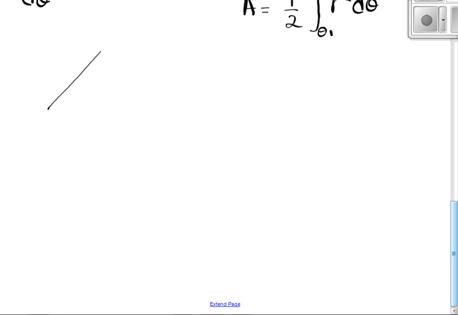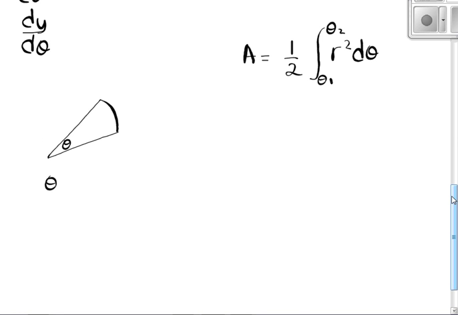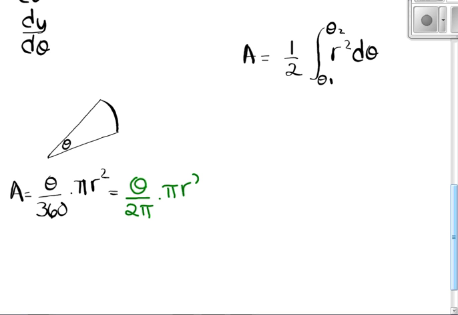This is the area of a sector. This is theta. Now, how do you know, you guys, this is nice to know in case you forget on the exam. What's the area of this sector? It's theta over 360 times pi r squared. We're always supposed to be in radians. Okay, Justin, how many radians in 360 degrees? 2 pi. So this is theta over 2 pi times pi r squared, and you see where the 1/2 comes from.